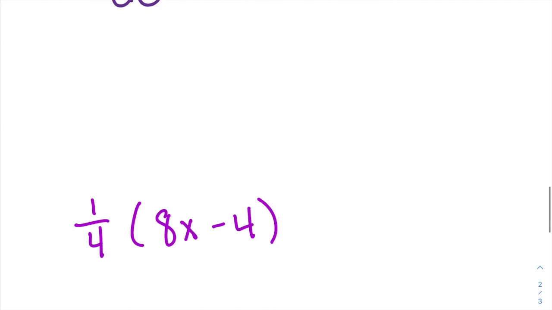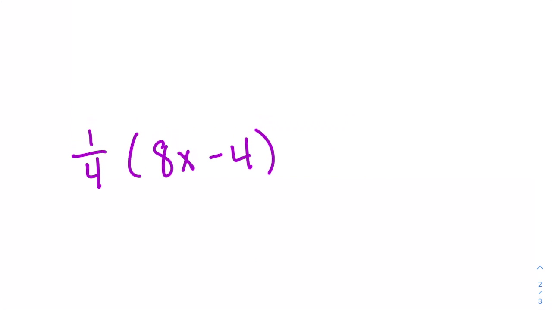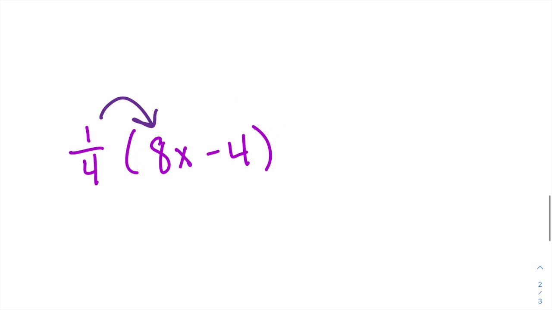I did have one more example down here, a fraction. I find that many students have forgotten how to work with fractions, how to multiply fractions. I have 1/4 times 8x minus 4. I'm taking 1/4, I'm multiplying it by 8x. I'm taking 1/4 and I'm multiplying it by negative 4.